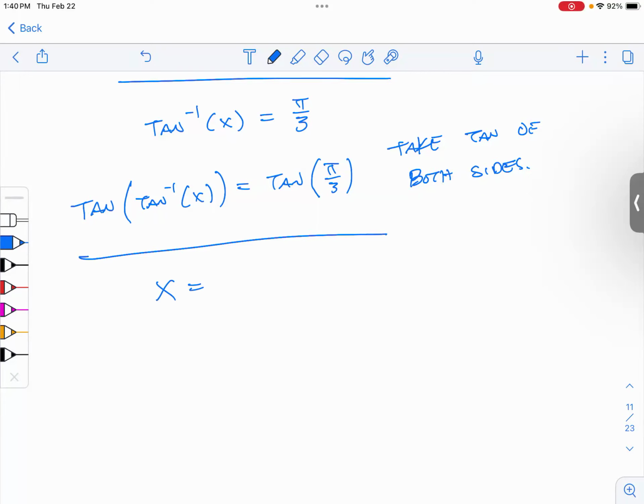And then I'm down to something that I should know. Tan of pi over 3, which is actually sine of pi over 3 over cosine of pi over 3. I don't have tan memorized. Sine of pi over 3 is root 3 over 2. Cosine of pi over 3 is 1/2. Okay, so it's root 3. You could just look on your unit circle, right?